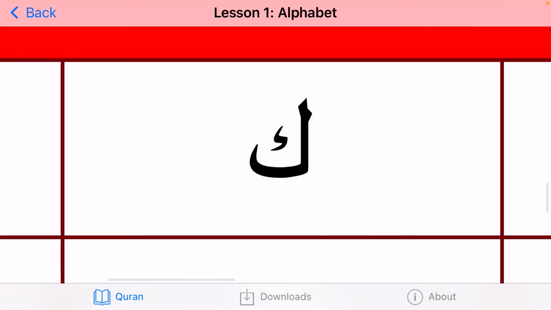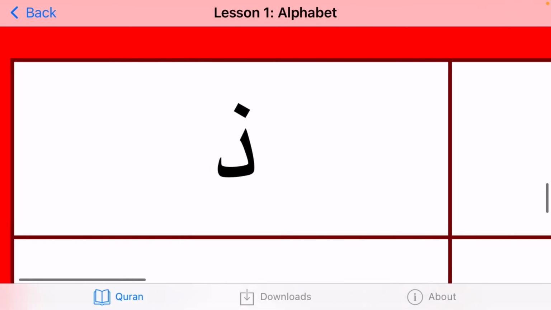What is this letter? This is kaf. Kaf looks different when it's in the middle of a word or at the end of the word. But this is how it looks at the end of the word. But in the beginning of a word, it's also different. It is not written like this. So we'll watch out for that in future episodes, inshallah ta'ala. This is kaf.